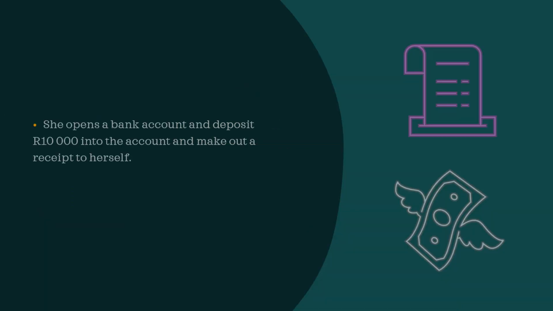Now let's look at a few examples and say whether we'll record this in the cash receipts journal or in the cash payments journal. So Mrs. Bright opened a bank account and deposited 10,000 rand into the account and made out a receipt to herself. So where will that recording take place?